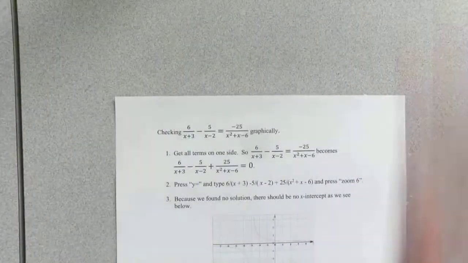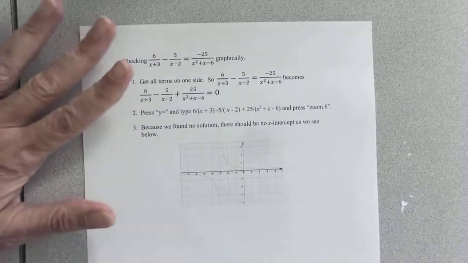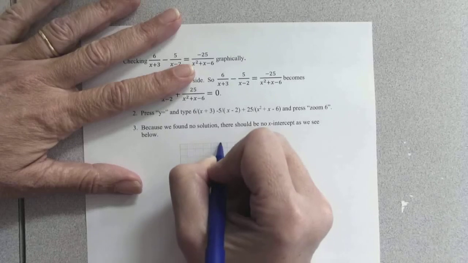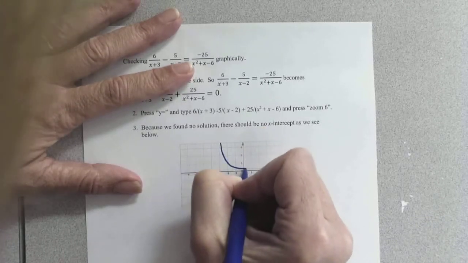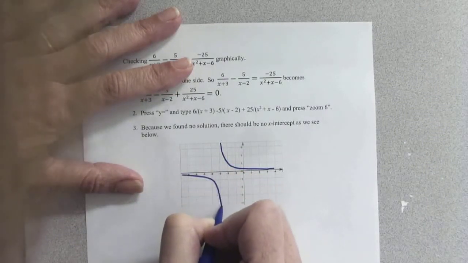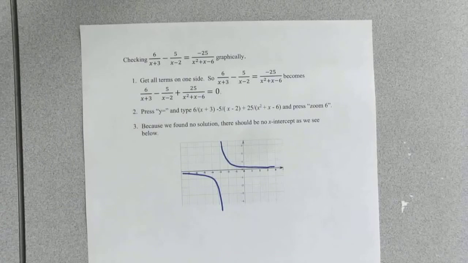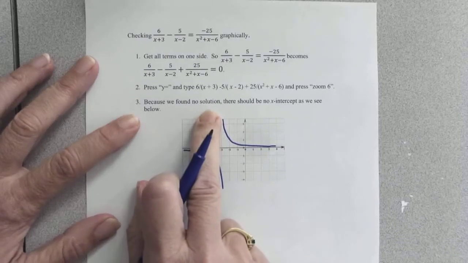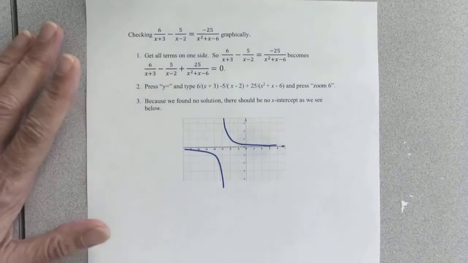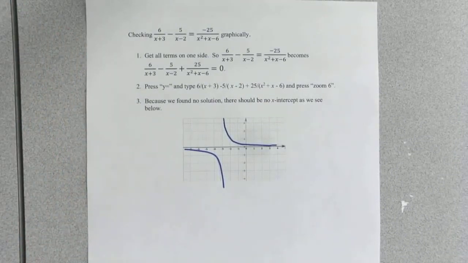Now here's why it's a bad graph. You can barely see it, so I'll highlight what the graph is doing. It's like this. It's doing that. And it's doing that. And when I look at it, there are no x-intercepts. And so that's what we see on the last phrase here. Because we found no solution, there should be no x-intercepts, and there are not. And so the no solution part is checking.